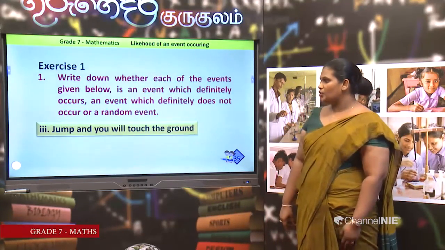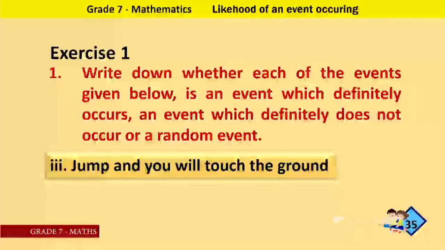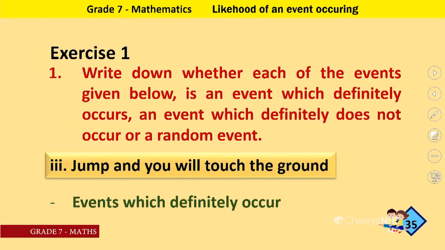Jump and you will touch the ground. If you jump, you would obviously touch the ground. Therefore, it belongs to the events which would definitely occur.